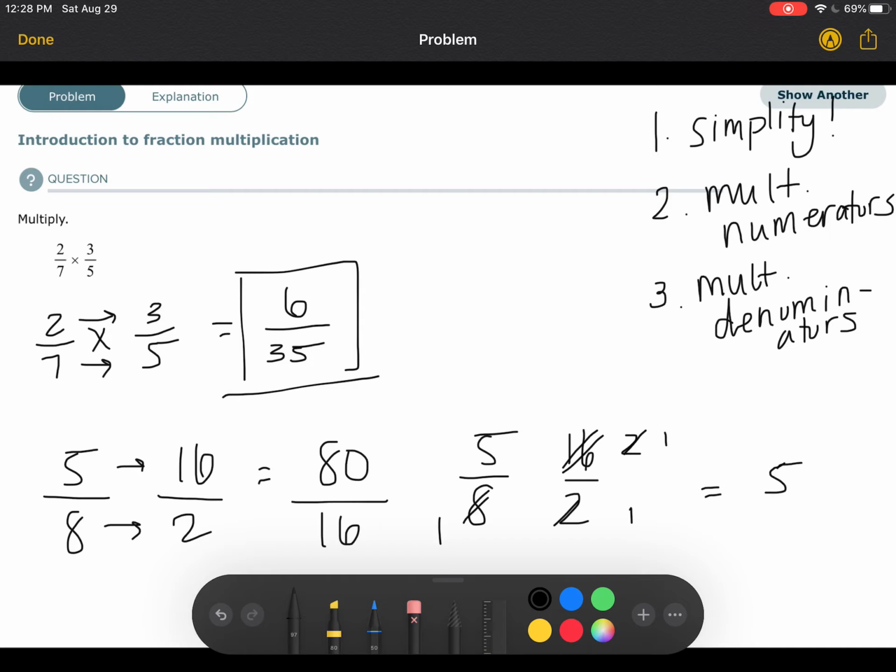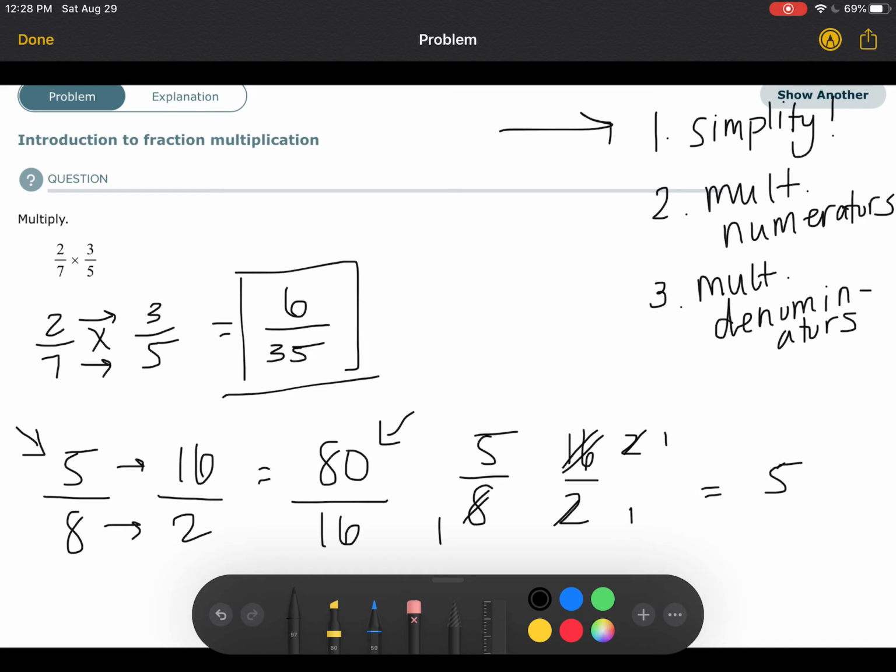Simplifying before you multiply makes your job at the end a lot easier. So take the time, simplify before you multiply, and your life will be a lot easier when you get to the answer, because a lot of times they're going to tell you to simplify your answer, and there's going to be a time where you don't have a calculator to just do it really quickly for you.